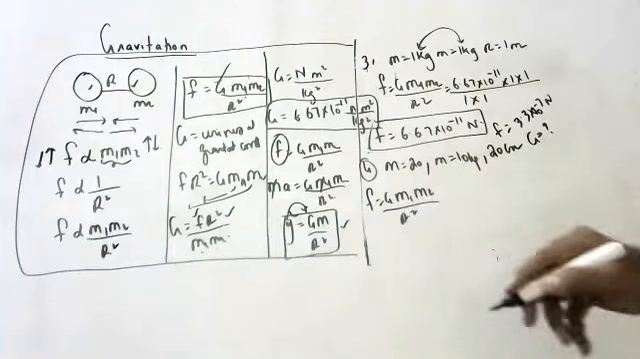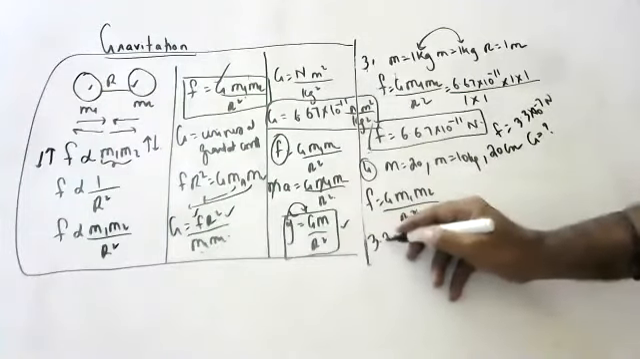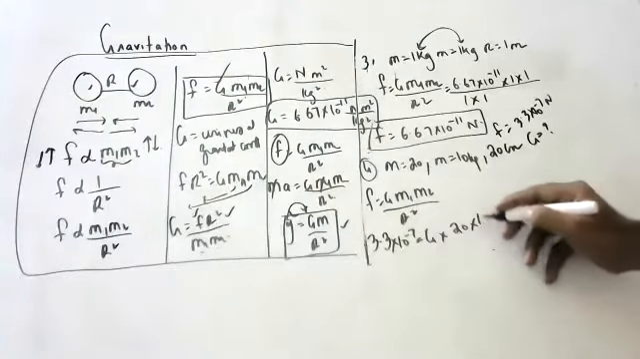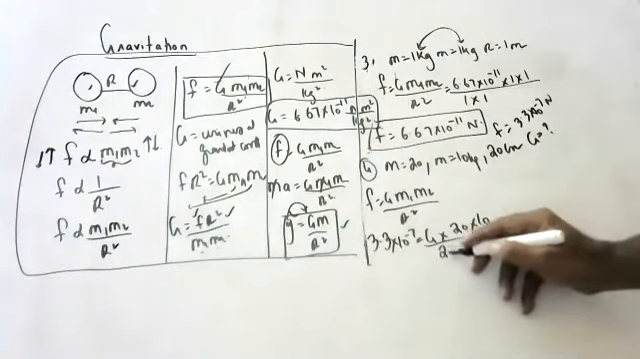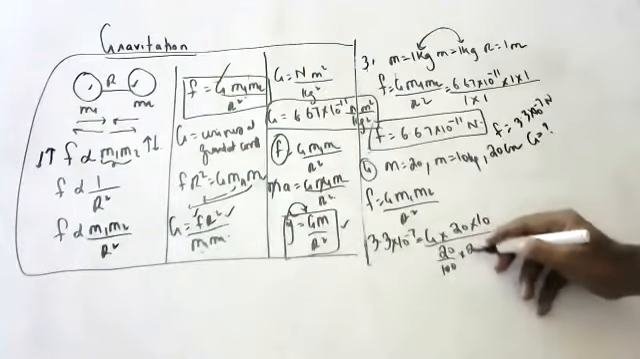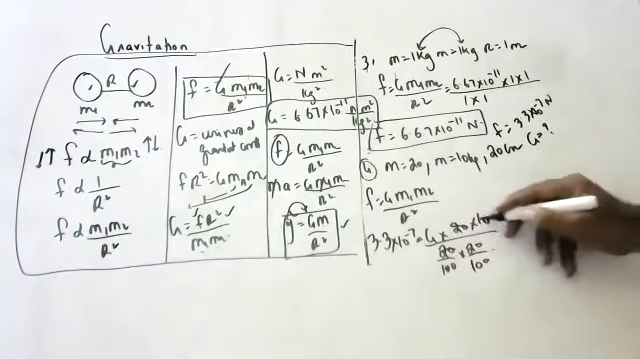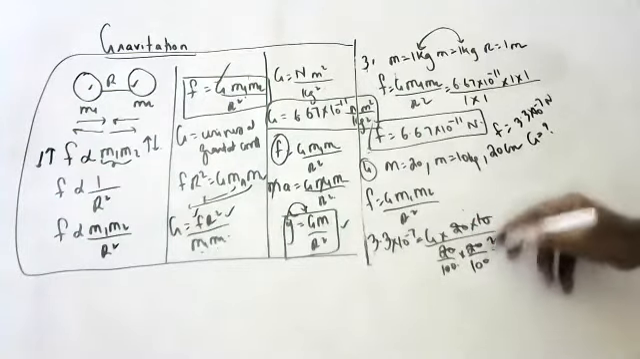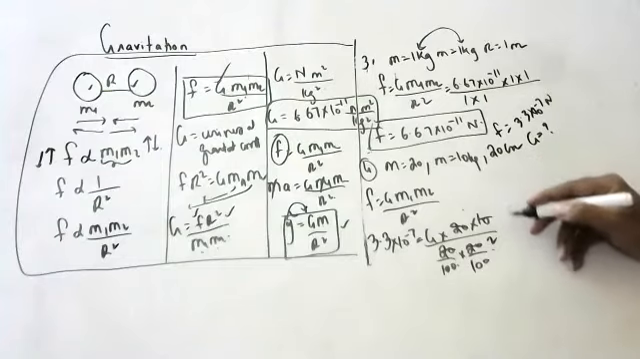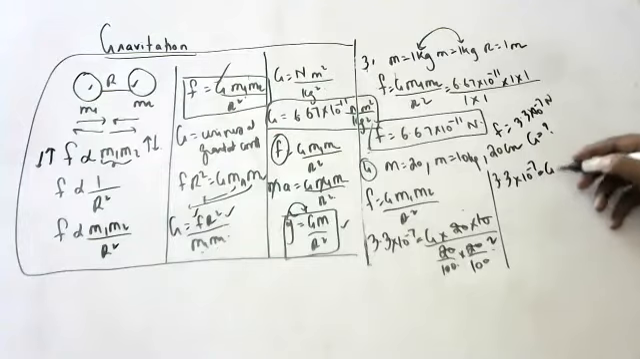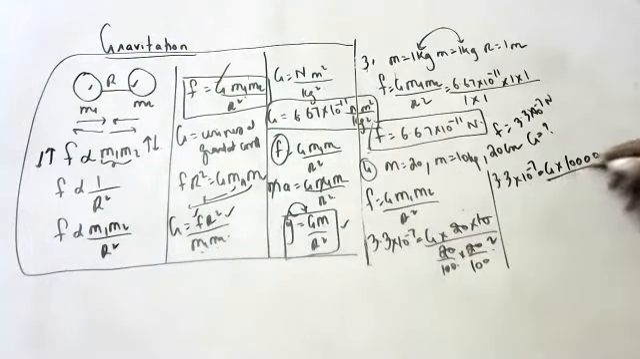3.3 into 10 power minus 7 is equal to G into 20 into 10 into 20 into 10 by 20 by 100 whole square. Okay, 20 by 100 into 20 by 100. This 20 is 2, and this 100 I will send up. So how much will it become? 3.3 into 10 power minus 7 into 4 into 10 power minus 4 is G into 100 into 100 by 2. So 2 goes up.